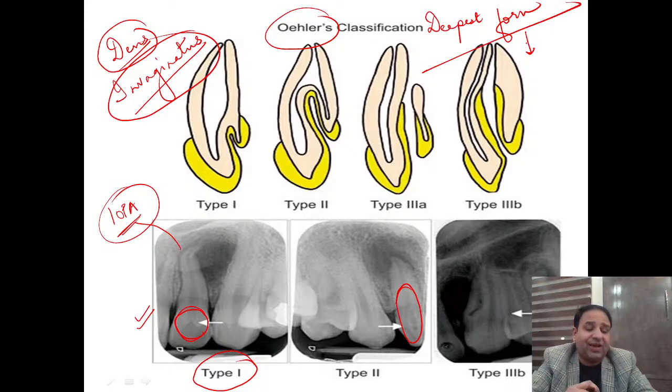That deepest form of dens invaginatus is called as this? Anyone?